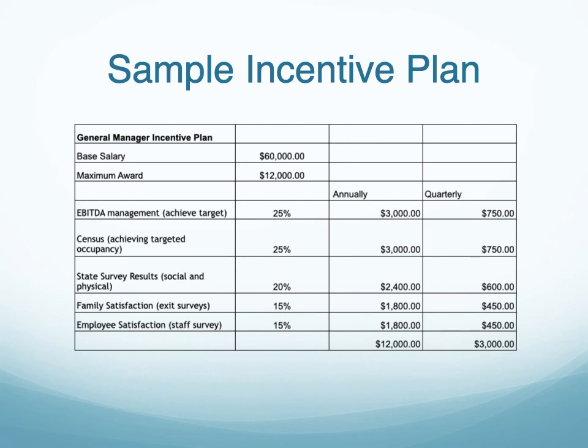So on a quarterly basis, if they achieve the goals in each of the categories, for their EBITDA, they can earn $750, for a census, $750, for state survey results, $600, and for the family and employee satisfaction, $450. So each manager can earn an additional $3,000 every quarter if they achieve all of the award targets.